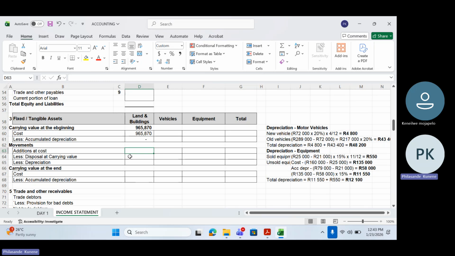Additions at cost. Did we buy any buildings? No. Nothing. Disposals at carrying value. Did we dispose of any? No. Depreciation?